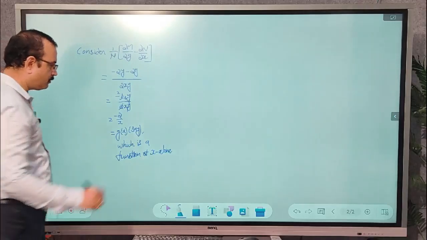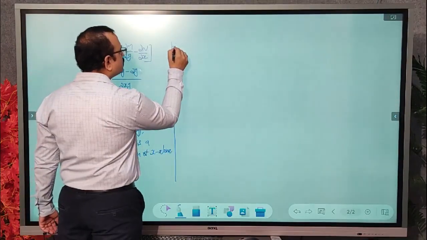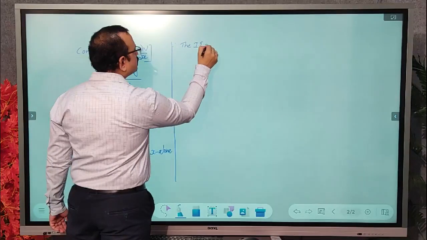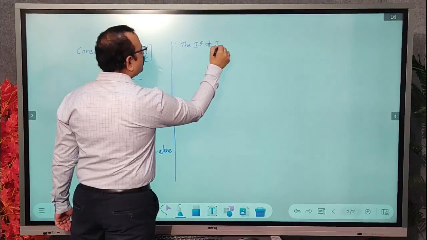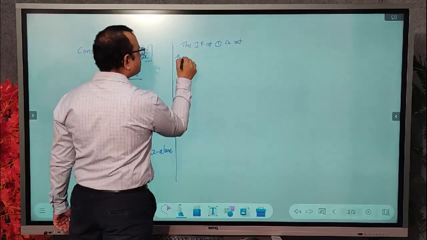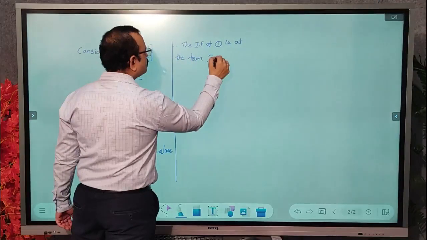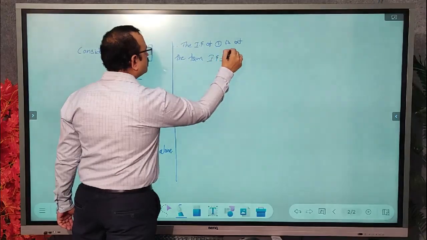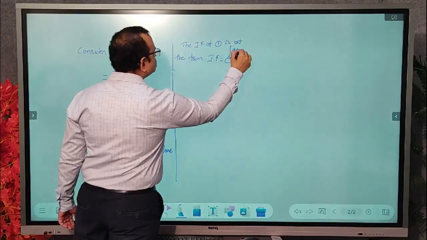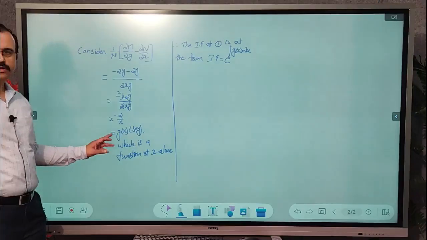Okay, so therefore we can say that the integrating factor of equation 1 is of the form IF is equal to e power integral g(x) dx, because here we got it as a function of x alone.